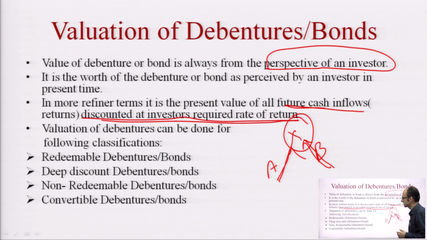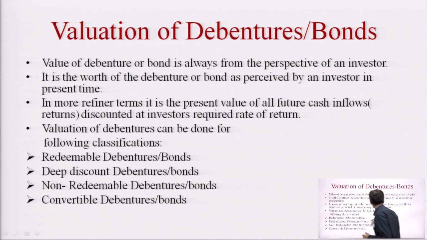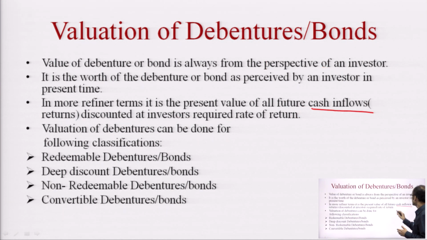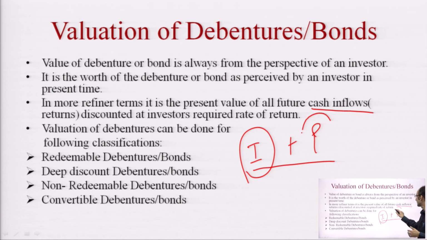Now, future cash inflows. What does future cash inflows mean here? Future cash inflows in case of a bond means the interest payments and principal payment that the bondholder will get through the life of the bond, through the maturity of the bond. Interest he will get regularly, year by year, or say compounded, and then the principal amount which the bondholder gets at the maturity of the bond period.